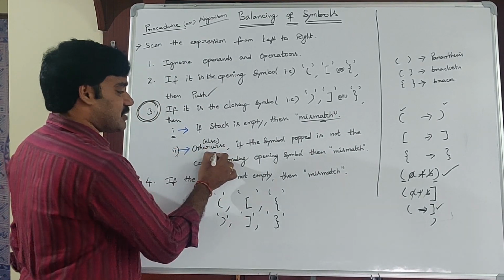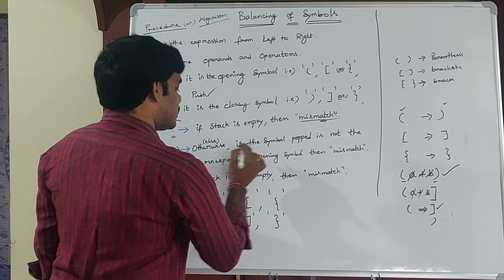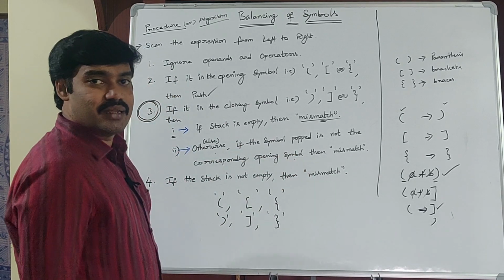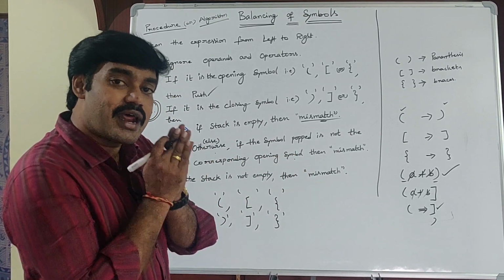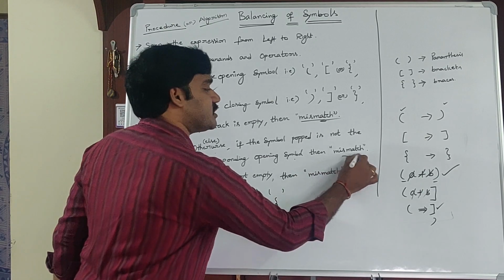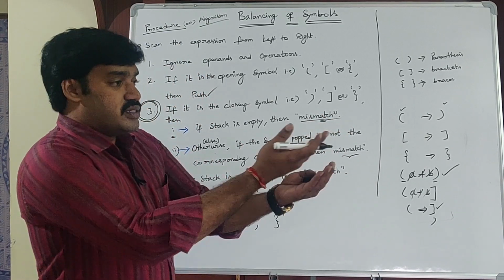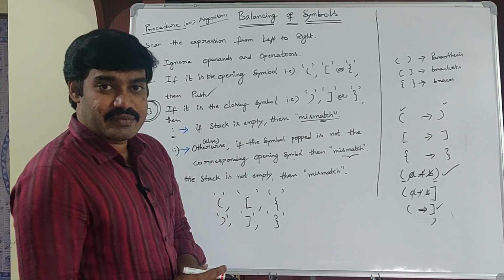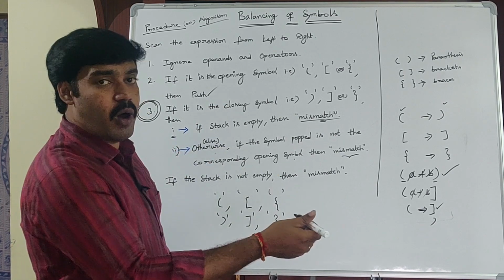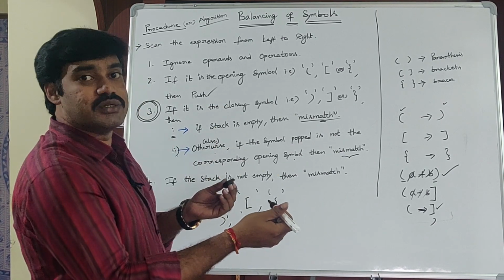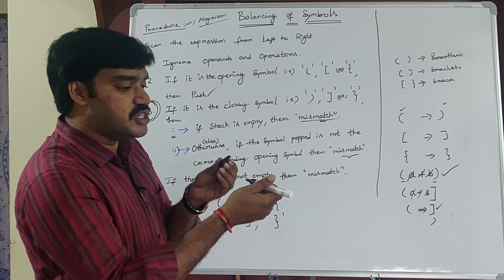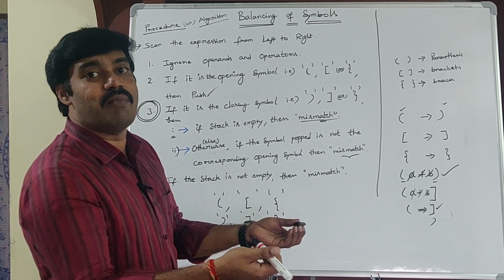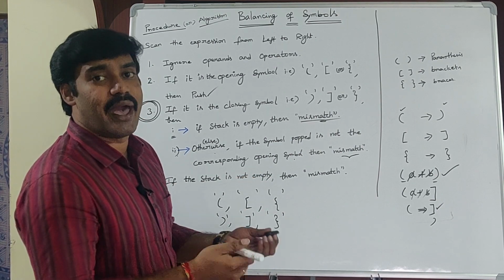Second point is else block. If the symbol popped is not the corresponding opening symbol, then again symbols are unbalanced. That is mismatch. Just pop the element from the stack and check whether this popped element as well as the closing symbol are matched or not. If these two are not matched, then unbalanced. That means symbols are not matched.